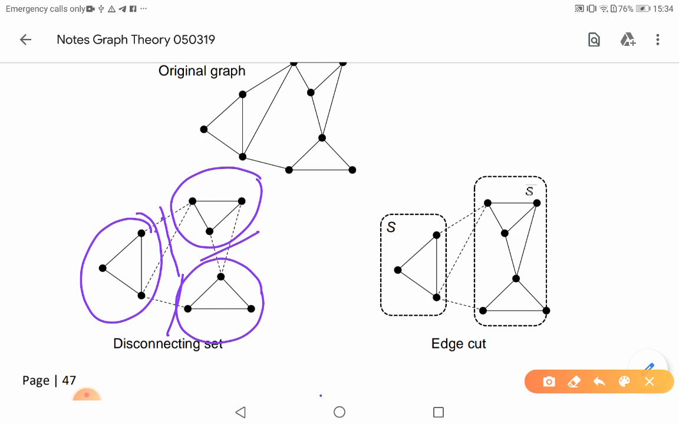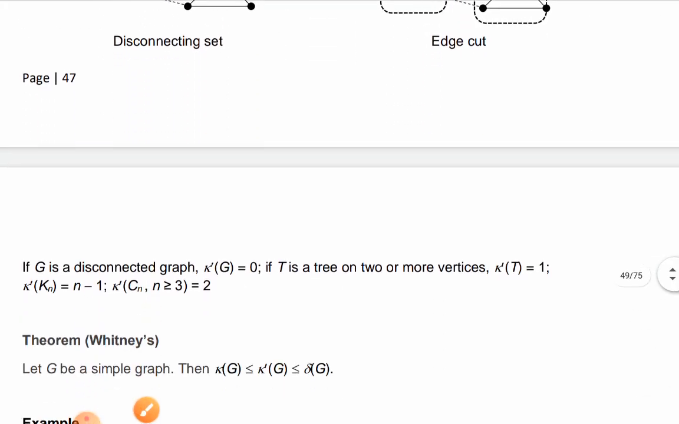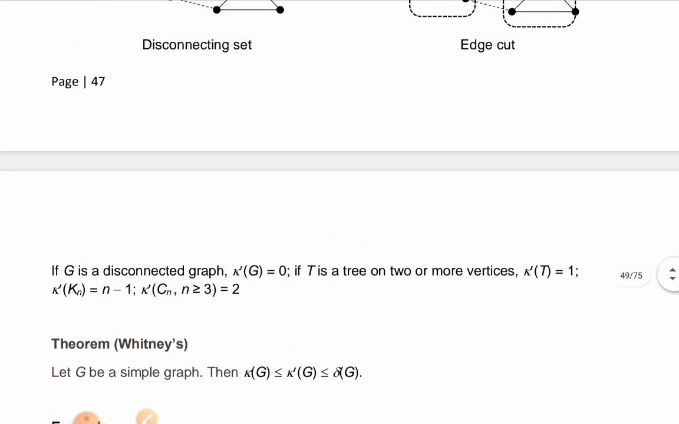Okay, let's say the second graph here. So this is called cut edges. You only cut these edges, then it will break into 2 components. Okay, 1, 2 components, not 3. So this is called an edge cut. This 3-component cut is not an edge cut, because if you cut this one, you can disconnect the graph. Okay, that is the disconnecting set and edge cut. Hope you understand.